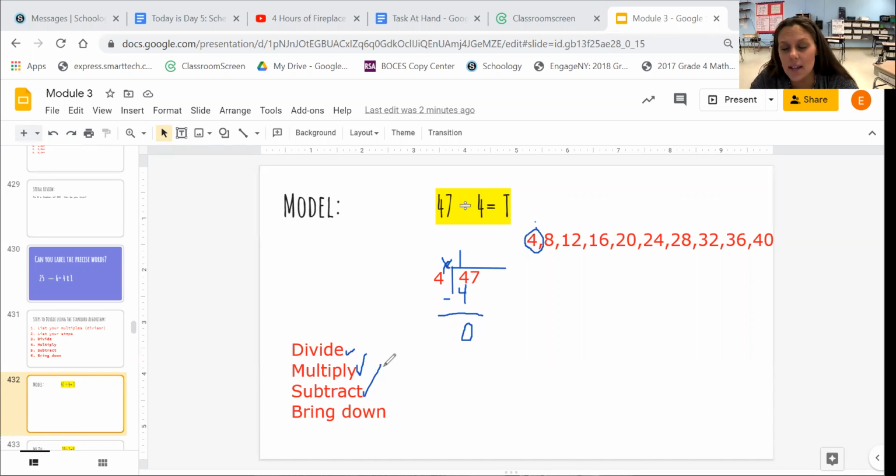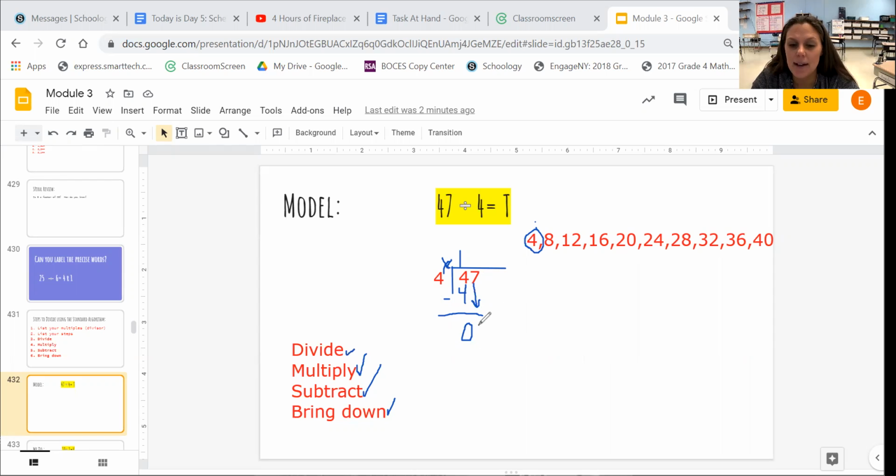Now I'm going to check and see if I can divide. Can 4 go into 0? So I like to think of people. Can 4 people fit into 0 chairs? No, not good. And there's no 0 over here. So that's when I bring down my next number.